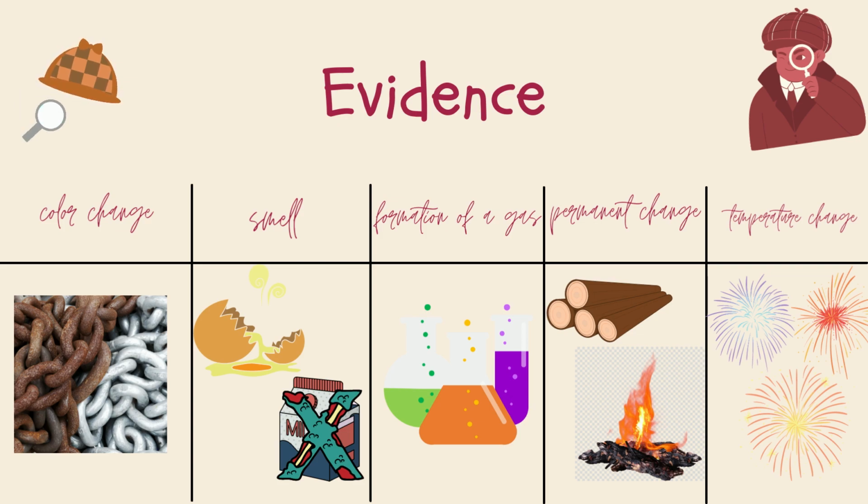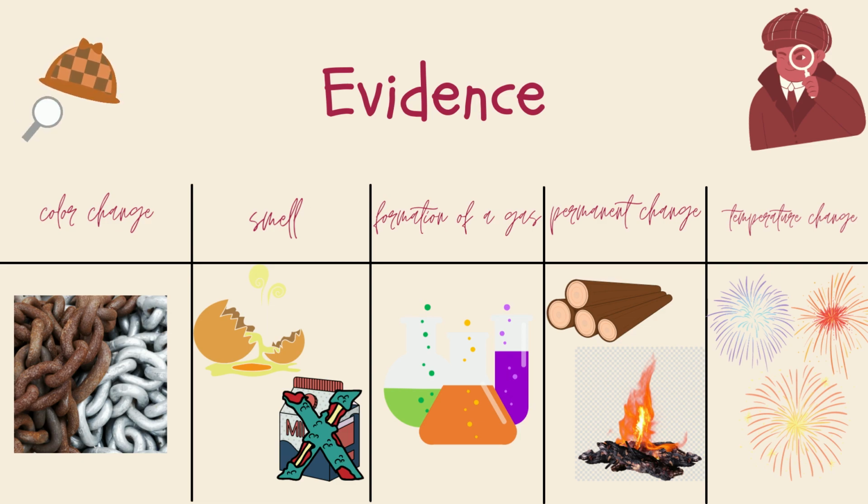Next, we have permanent change. When you change something and you cannot turn it back into its original form, like burning wood, it turns into ash, and ash cannot be turned back into wood. Actually, in this example, we have other evidence that a chemical reaction has occurred, like color change from brown to black, the smell of burned wood, and formation of gas. When you burn wood, carbon dioxide comes out. So there's a lot of evidence that burning wood is a chemical reaction.